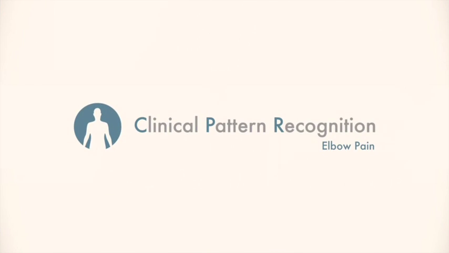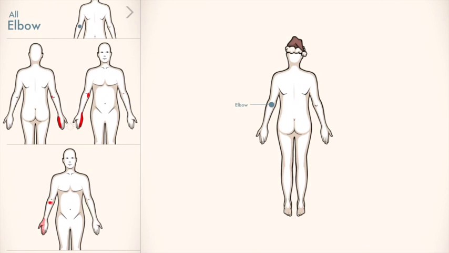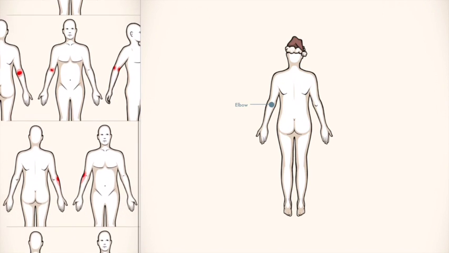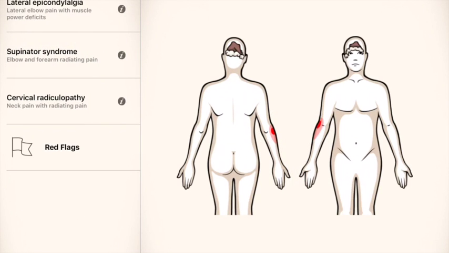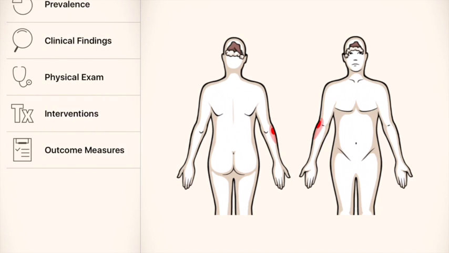All right, we're looking at elbow patterns. Here we are going to look at lateral elbow pain. And you'll note that there are three main conditions here. Of course, we've trimmed that down. There are a number of conditions that could be possible hypotheses, but here we put lateral epicondylalgia, supinator syndrome, and possibly cervical radiculopathy. So we're talking about lateral epicondylalgia.